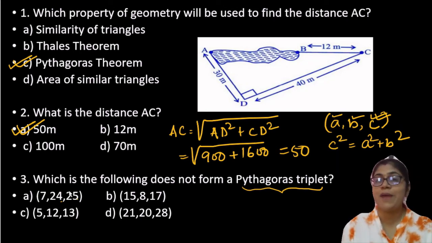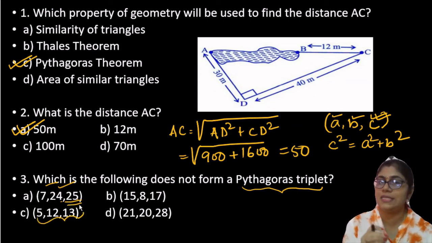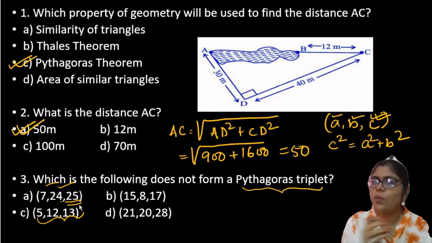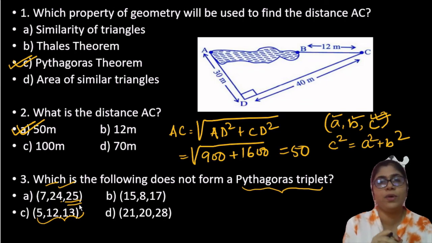Is it satisfying Pythagorean triplet? 7 square is 49, 24 square is 576, and 49 plus 576 is 625, which is the square of 25. So this is a Pythagoras triplet. And 5, 12, 13, we know this is a Pythagoras triplet. The most common examples of Pythagoras triplet are 3, 4, 5 and 5, 12 and 13. Whatever multiple of those triplets, those are also Pythagorean triplet.